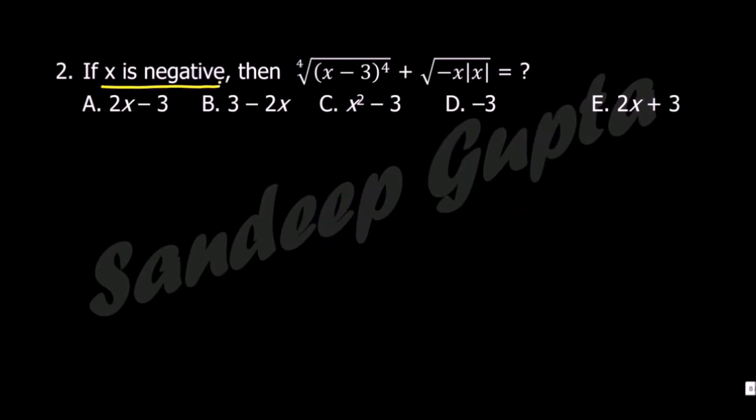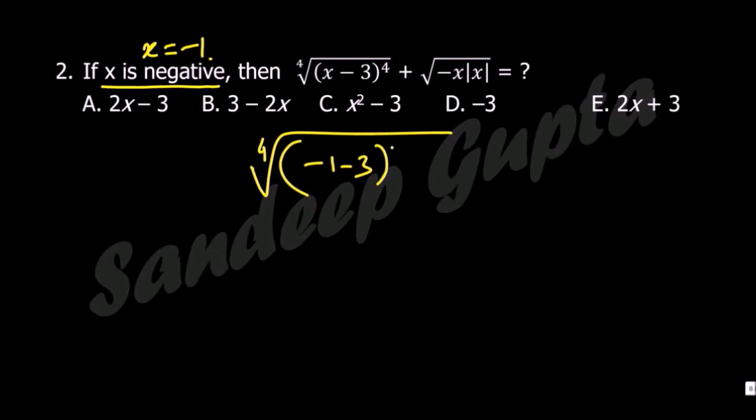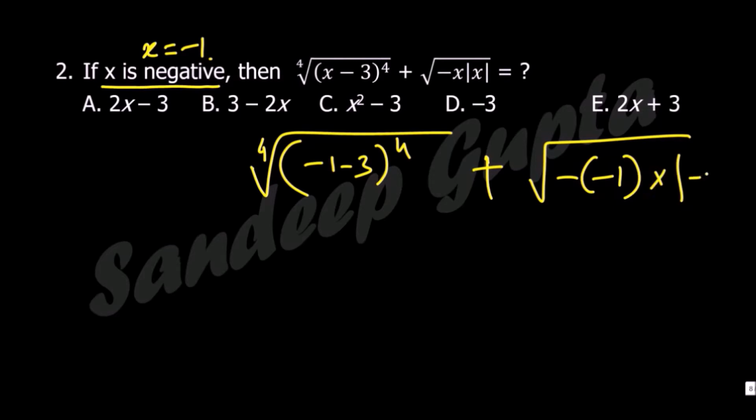X is negative. Let's substitute an easy negative number, x equal to minus 1. So what will this become? Fourth root of minus 1 minus 3 to the power 4 plus minus of minus 1 into mod of minus 1. Now minus 1 minus 3 is minus 4. Minus 4 to the power 4 is 4 to the power 4 itself.